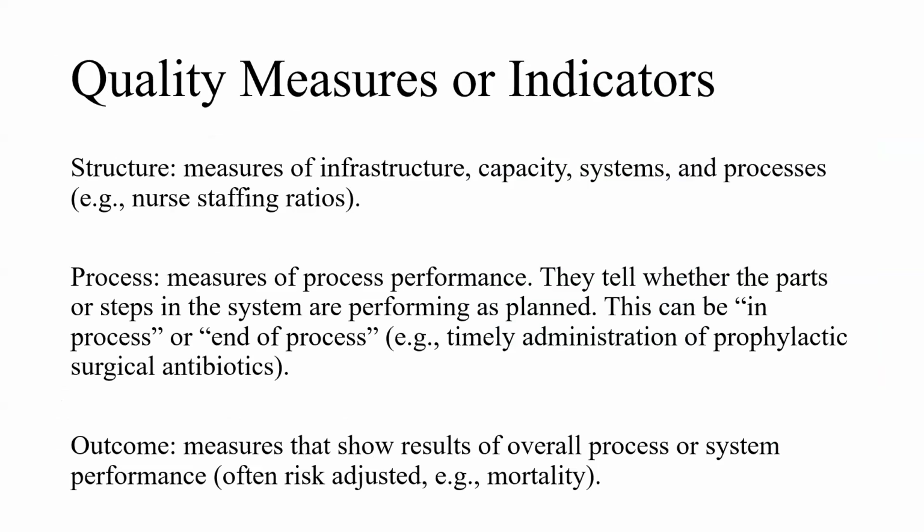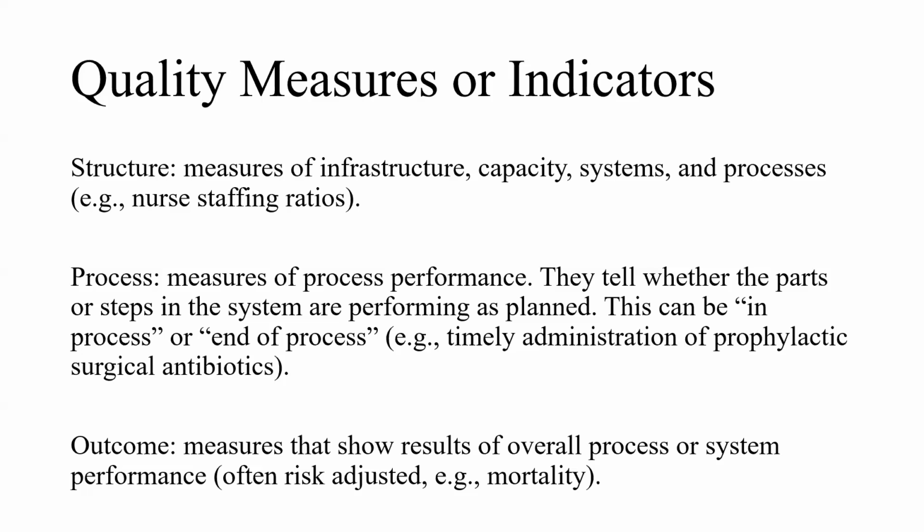So once you have thought through performance models, priority, looked at the database, quality measures or indicators are looked at as that element to trigger that improvement. As I said, we know the history now of structure, process, outcome. Measures or indicators are then grouped there. And structure ones can mean infrastructure, capacity, systems. Processes tell whether the parts or steps in the system are performing as planned. This can be at the end of the process or at the beginning, for example, timely administration of prophylactic surgical antibiotics. And outcome measures that you and I know so well show results of overall processes. And often, don't forget the element of risk adjustment.